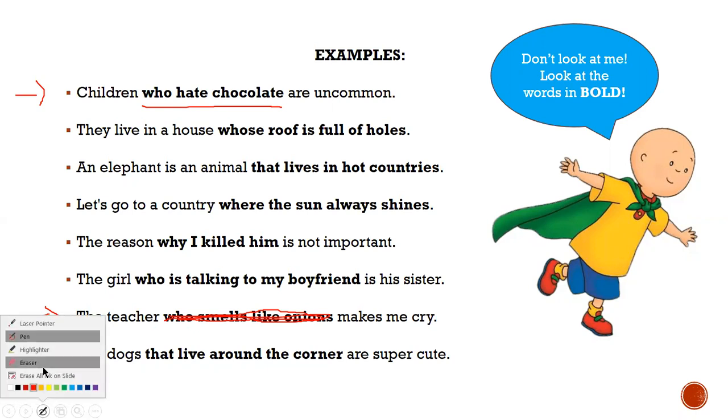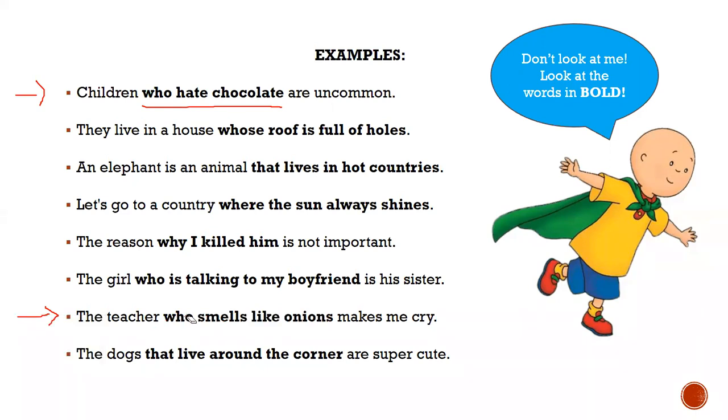But if I add this essential information, this defining relative clause, and now I say "the teacher who smells like onions makes me cry," which teacher makes me cry? The one that smells like onions, right? So now you guys know. So that is why this is defining, because it defines who you're talking about. So this is defining who we're talking about, right? All right, let's move on to the next one.